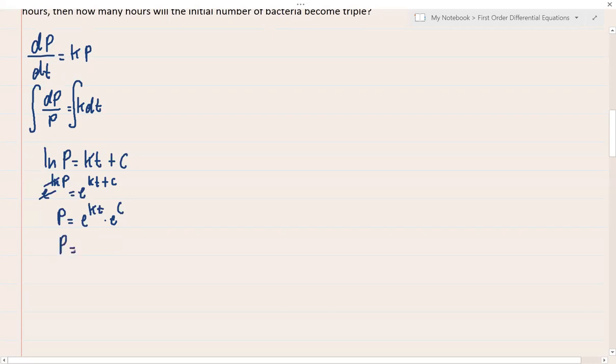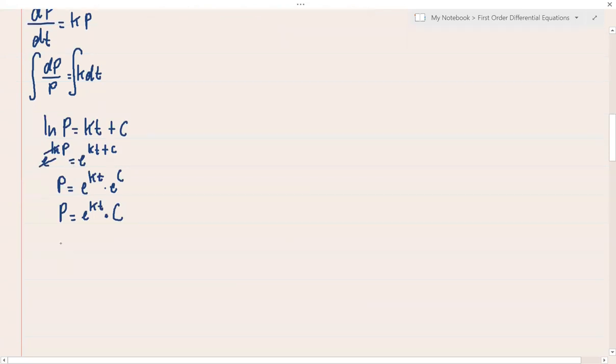So in other words, instead of having e raised to c, which is a constant, why not just represent it as c na lang? Kasi c and e raised to c are just the same. Both of them are constants anyways. Okay? So, ganyan na siya. Then, si c, ilagay ko siya sa harap. Therefore, we will have p is equal to c e raised to kt. So, this is our general solution.